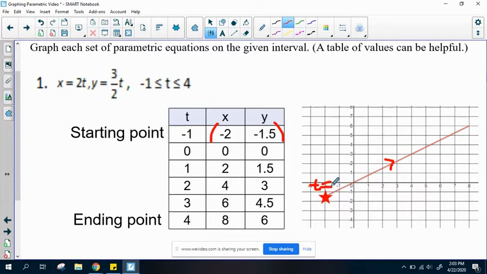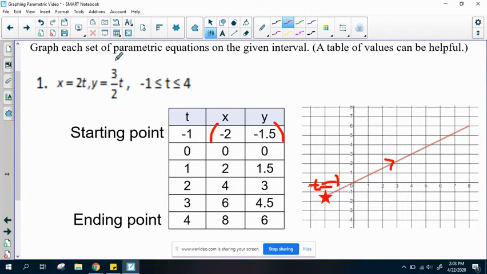This is when t is -1. This is our first starting point, and it's going to continue in this direction, and it's going to end here. So you have to put an arrow on your plane curve so that we know what direction it's traveling. And that's it. That's all you have to do.